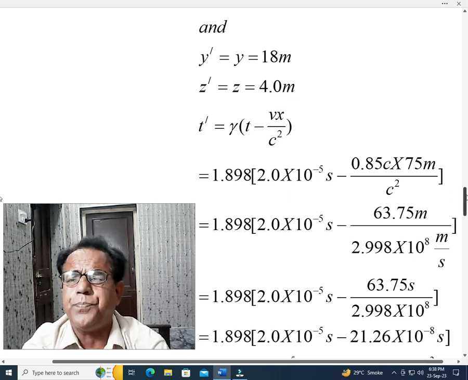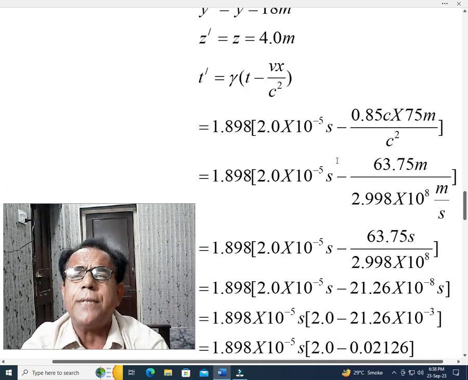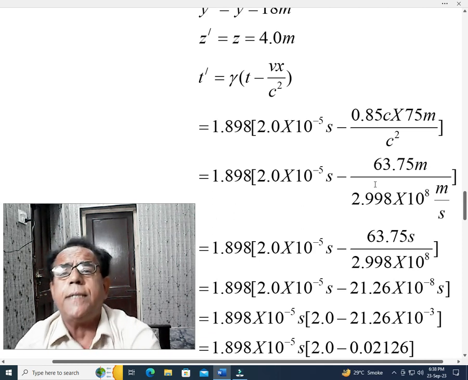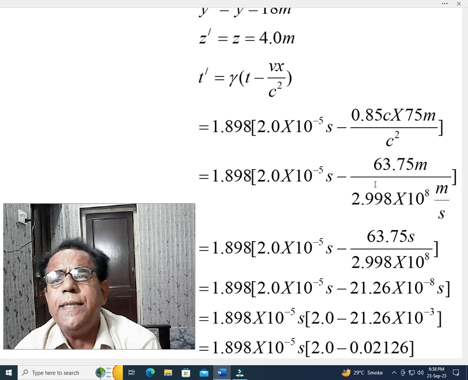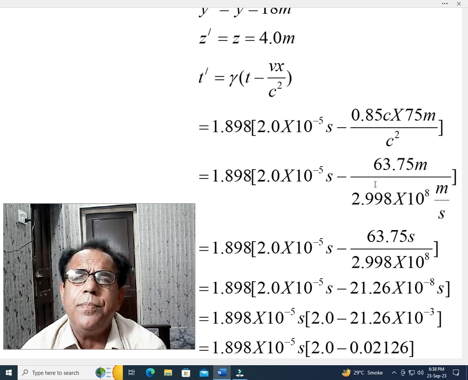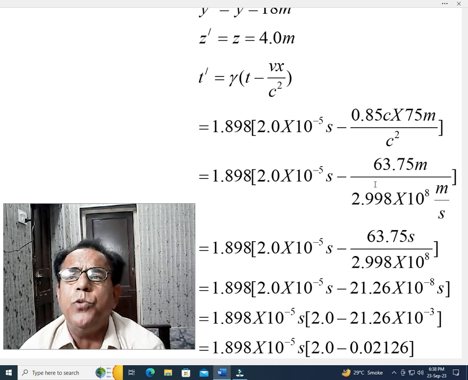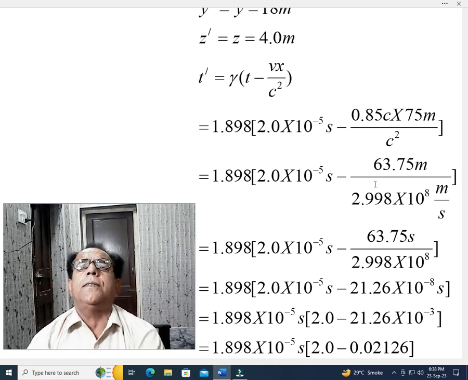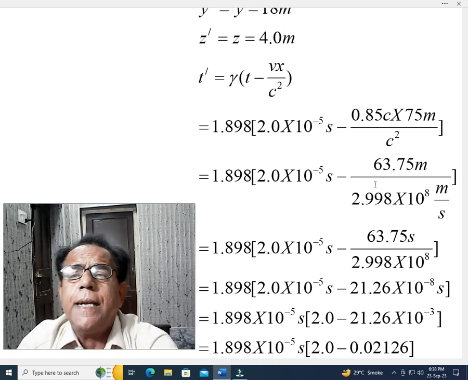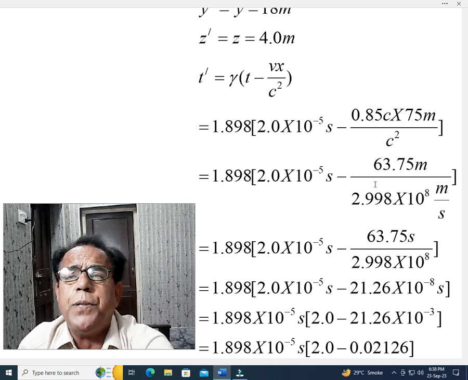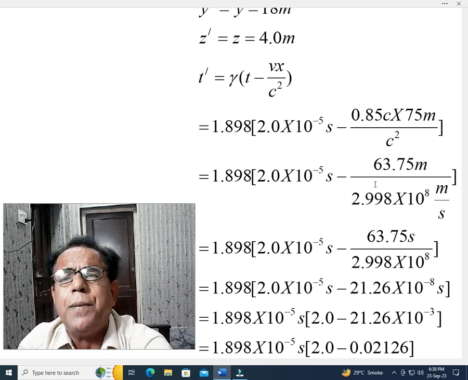Now we come to the next coordinate, that is the time coordinate. T dash is equal to gamma into t minus vx over c square. Next to this we will just put the relevant values in this expression. x is 75 meter, v is the relativistic velocity, which is equal to 85% of the speed of light. Time is given in the statement.